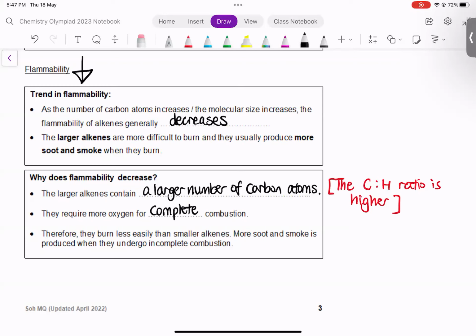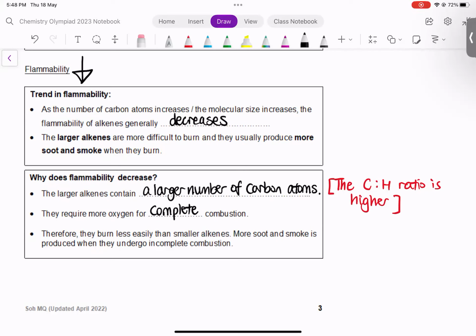The problem is air only has a certain fixed amount of oxygen gas. So if you need more oxygen, it's quite likely that there's insufficient oxygen in the air for you. Right? So if it needs more oxygen, but air can only supply this amount of oxygen, therefore, it wouldn't burn so well. All right? It is more likely that these alkenes, which are larger, will undergo what we call incomplete combustion. All right? Okay, moving on to the next page.